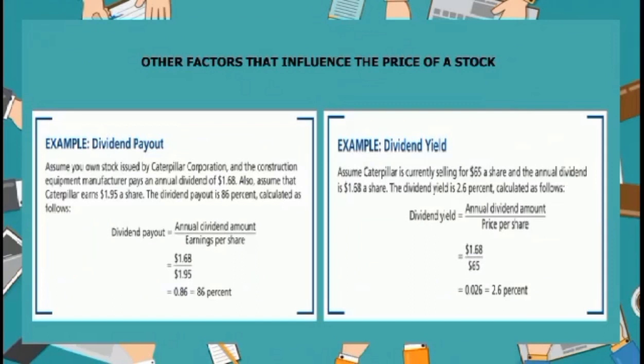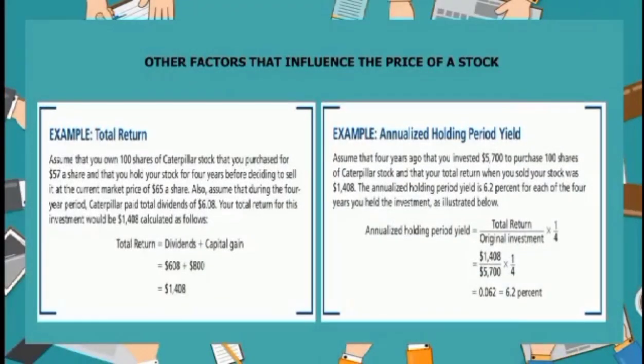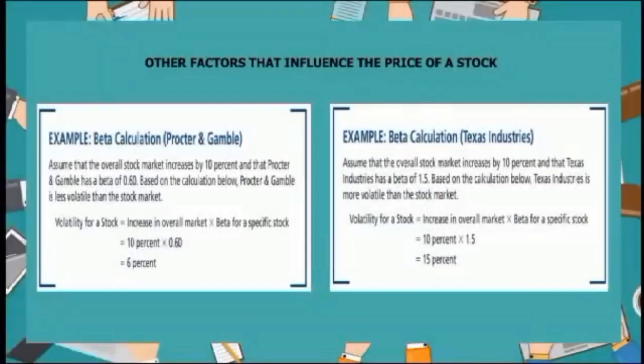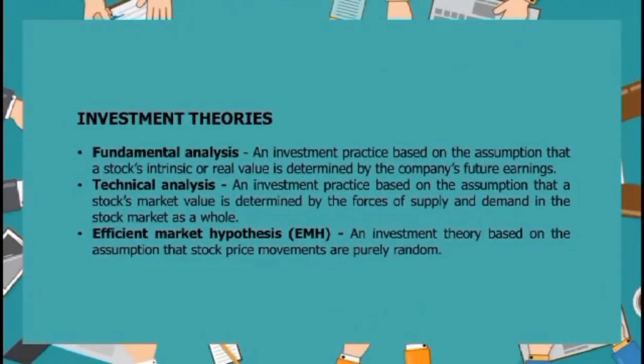And here are examples of other factors that influence the price of a stock: dividend payout, dividend yield, total return, annualized holding period yield, beta calculation for Procter and Gamble, beta calculation for Texas Industries, book value, and market to book ratio. In this topic of investment in stocks, there are also investment theories, which are fundamental analysis, technical analysis, and the efficient market hypothesis, or EMH.